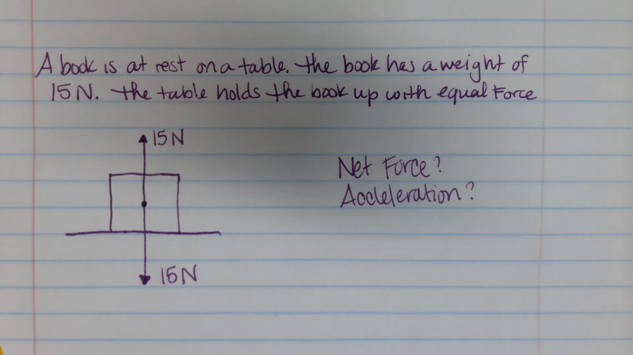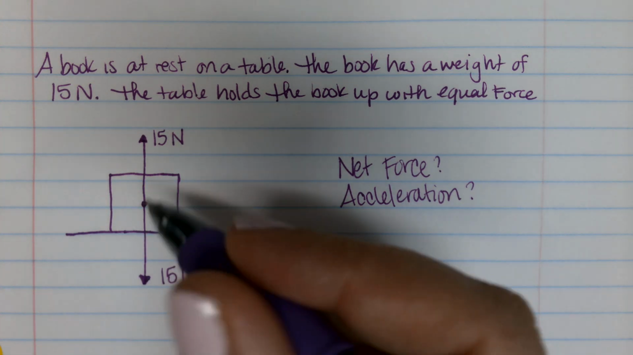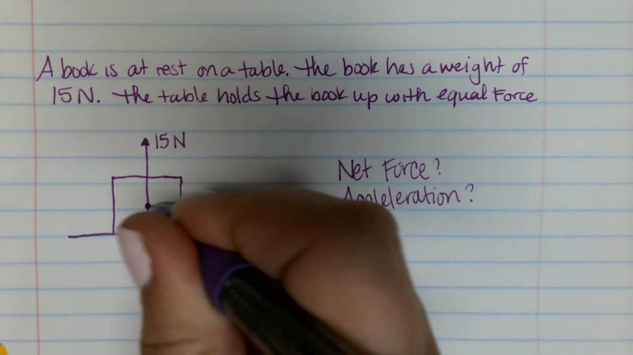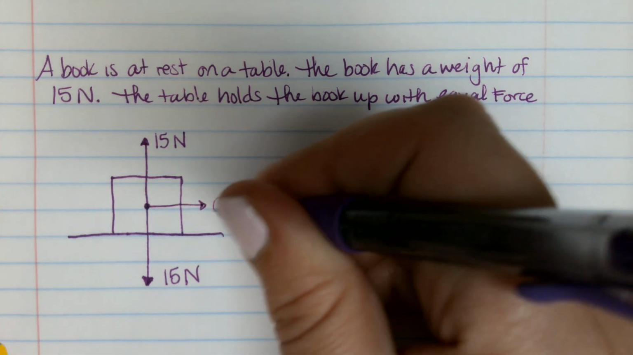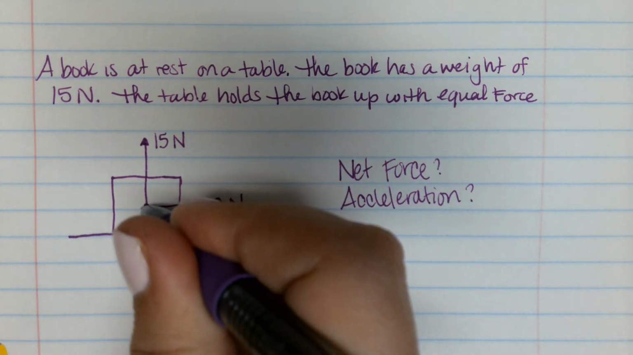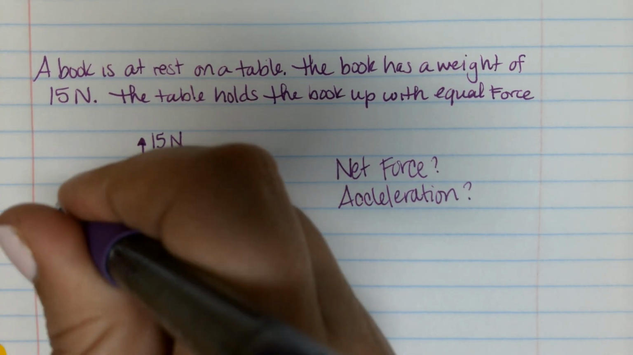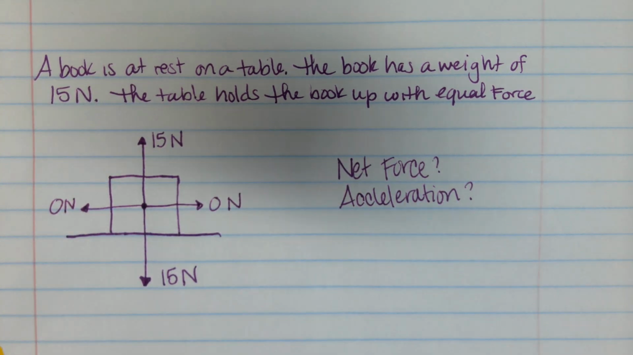So, are there any pushes occurring with this object? Is it being pushed left or right? No. So you could just leave them, or you could put arrows saying 0 newtons, because there is no push to the left, there is no push to the right. So you could put that.